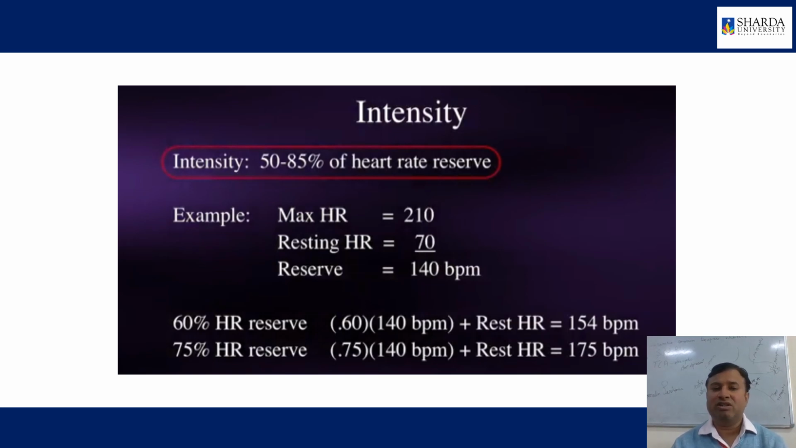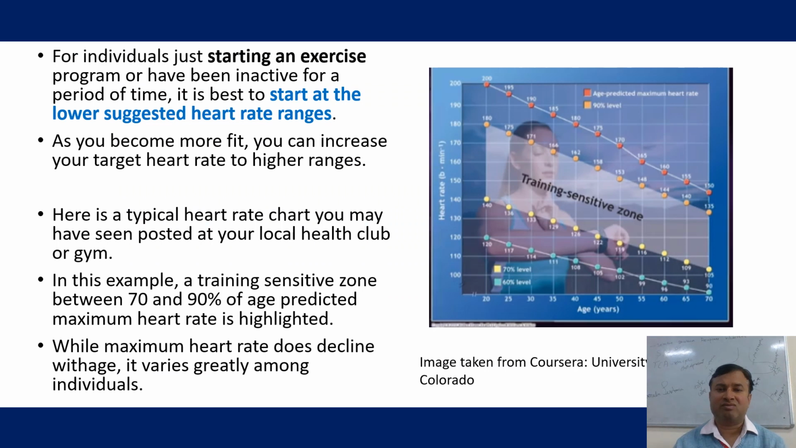So the intensity for adaptation or tolerance is 50 to 80% of the heart rate reserve. Now in this graph it is shown that if you start exercise in the beginning, you should use a lower heart rate. The graph is showing the training sensitive zone between 70 to 90% of the age predicted maximum heart rate highlighted. So this graph shows that in early age the heart rate is maximum, and as the age increases the heart rate decreases.